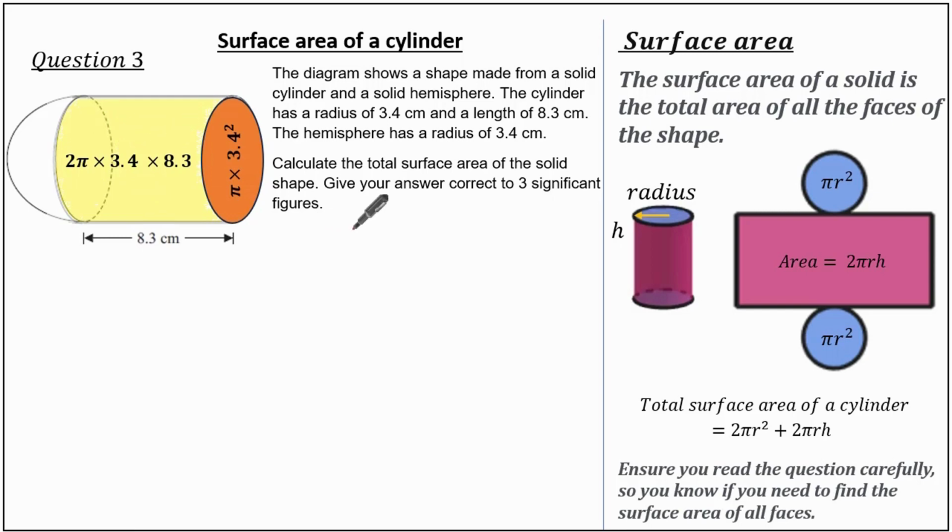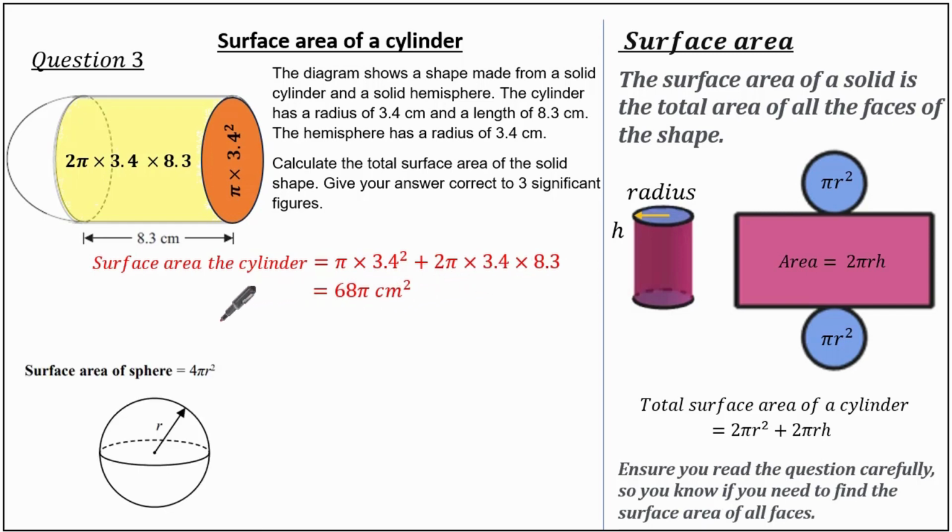Looking at the total surface area of our cylinder only, this means we have pi times our 3.4 squared add our 2 pi times our 3.4 times 8.3. Working this out gives us 68 pi centimeters squared. Now remember, the formula to work out the curved surface area of a sphere is generally given to you in the exam, and it states the curved surface area of a full sphere is 4 pi r squared. But remember, the question has given us a hemisphere, so therefore it's half of this area.